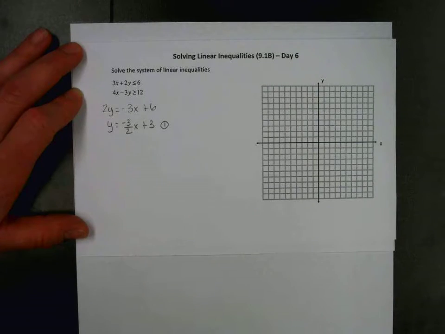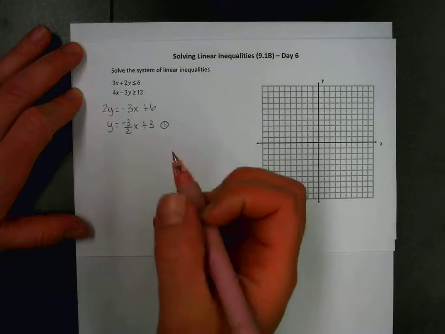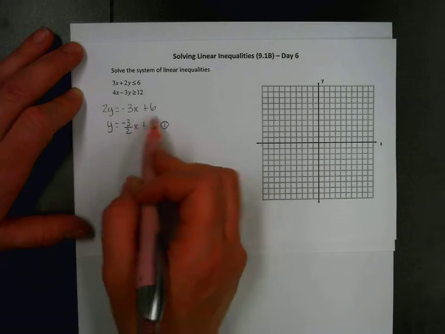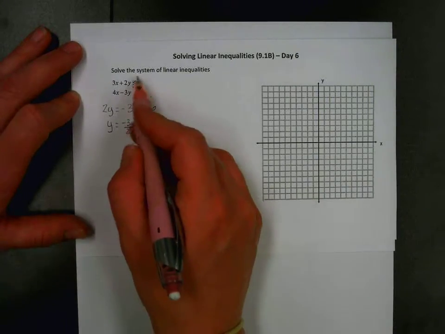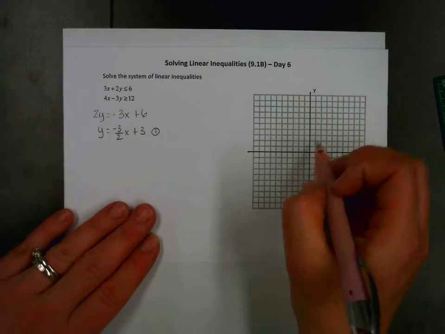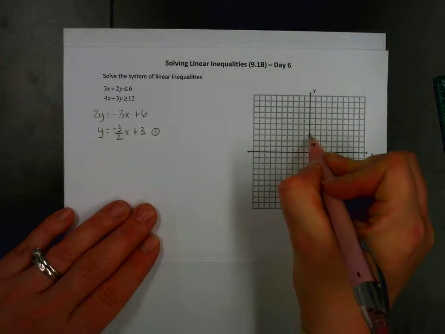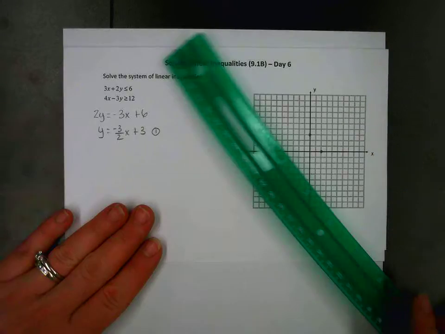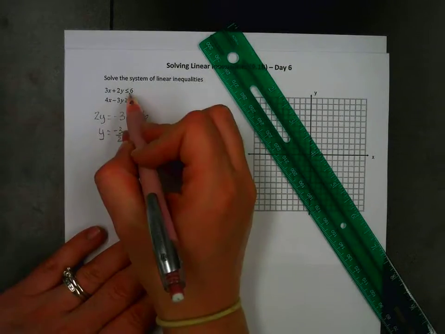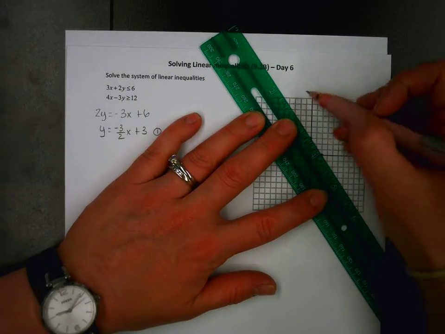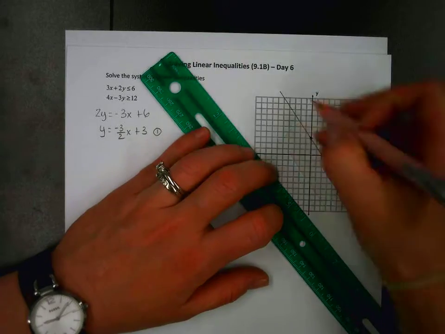Okay, so what I want to do is sketch this line and do my sketch of my inequality. So my y-intercept is 3. My slope is negative 3 over 2, so I'm going to go down 3 and over 2. And line. So because this inequality has an equal sign to it, I am going to draw a solid line from here to here.